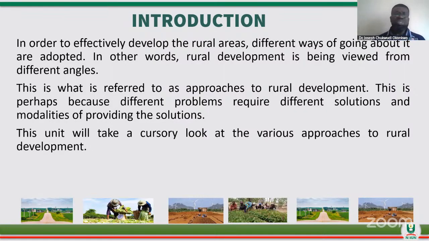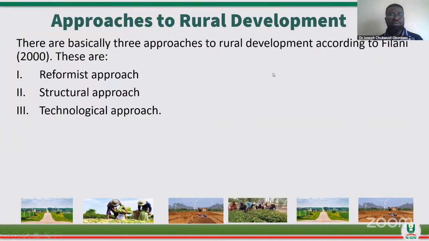This is perhaps because different problems require different solutions and modalities of providing solutions. So today, we'll be talking about the various approaches to rural development. Let's see how we achieve that. We have three approaches to rural development, according to Filani, all right? And these three approaches are the reformist approach, the structural approach, and the technological approach.